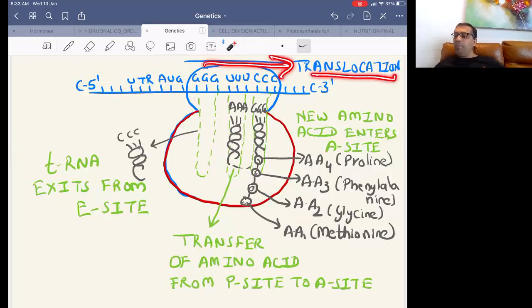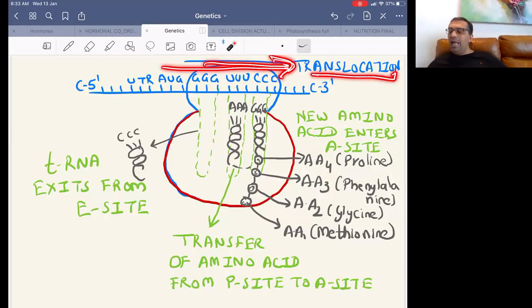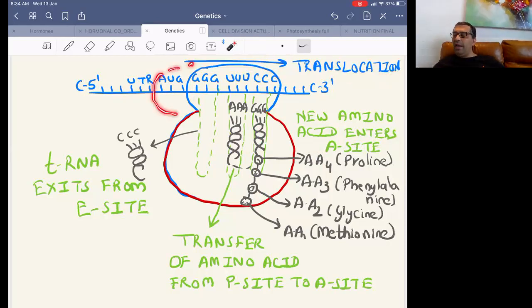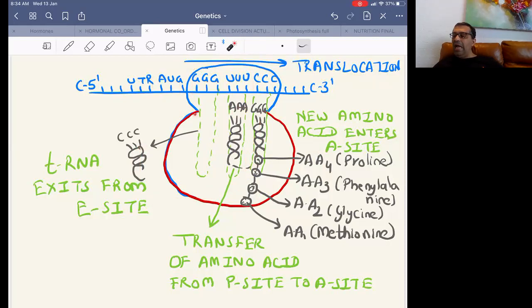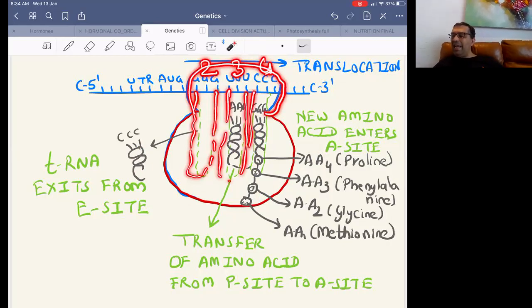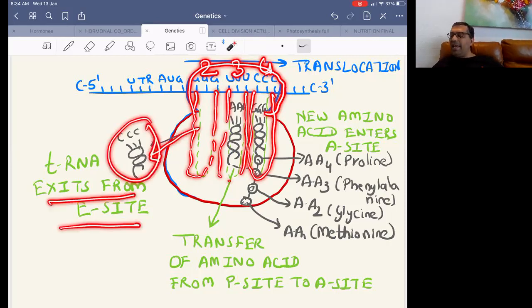So now the ribosome shifts by one codon. Initially the ribosome was occupying the first codon, second codon, third codon. Now as translocation takes place, it will occupy the second codon, third codon, fourth codon. And this is your E site, this is your P site, this is your A site. So the tRNA exits from the E site.